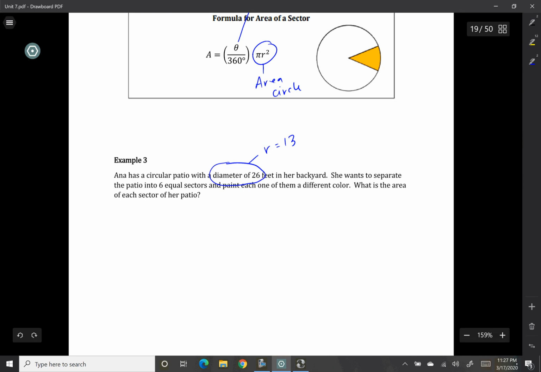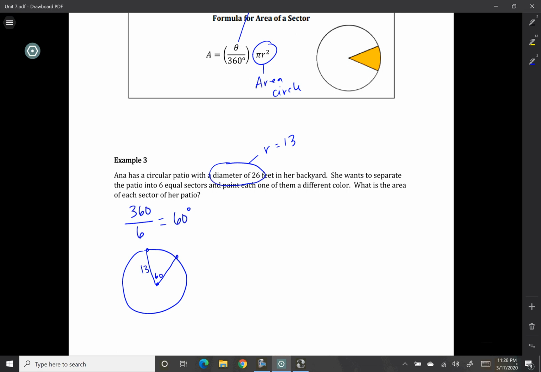So if I have a circle, 360 degrees, and each sector is the same size, and there's 6 of them, I now know that the central angle is 60 degrees. So if I have my circle, one of these sectors is going to have a radius of 13 and an angle of 60. Because all 6 angles have to add up to 360, and since all 6 angles are the same, I can figure out the central angle.